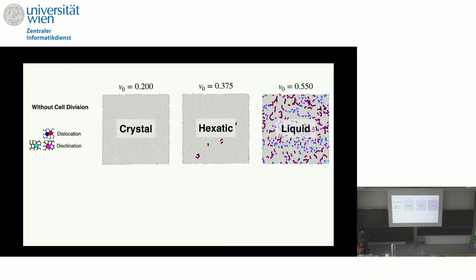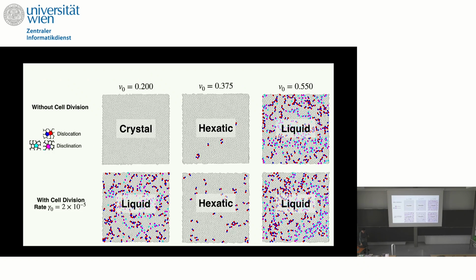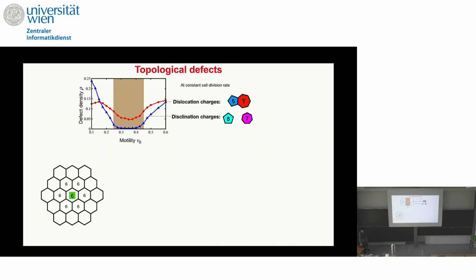And I'll just very quickly show you these are what the defects look like, right? In the hexatic phase, you have these isolated dislocations only. But with division, even at low motility, you just cannot have a crystal.